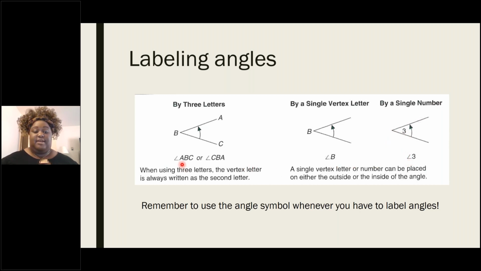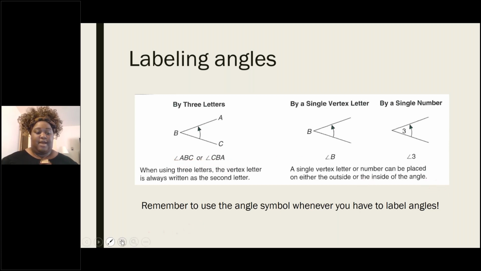And this little symbol here that looks like a crooked L, that's how we symbolize an angle. So whenever you see that in front of three letters, a single letter, or a number, that lets you know that we're talking about angles. So you have to remember, even if you're answering a question, you want to make sure that you put that symbol in front of the label.